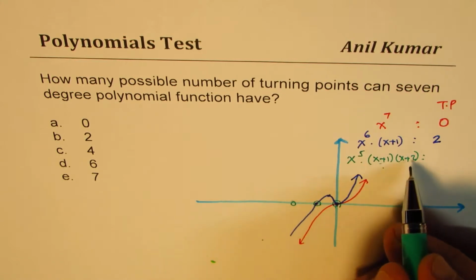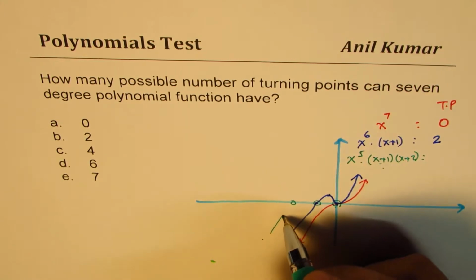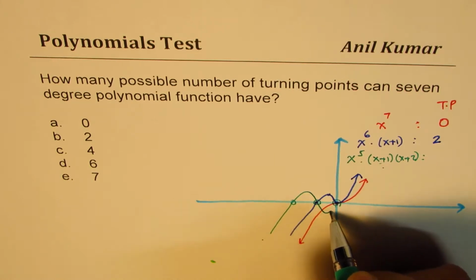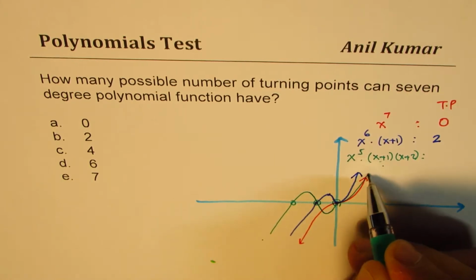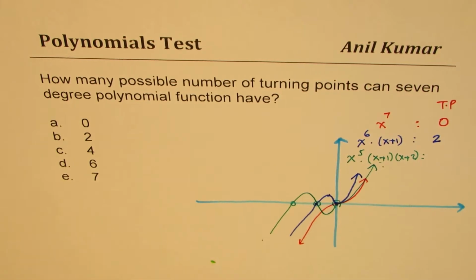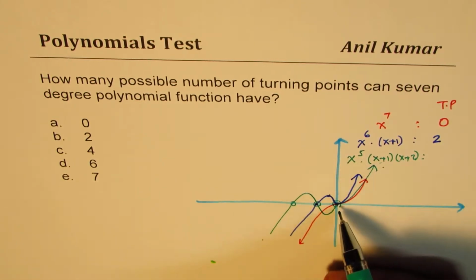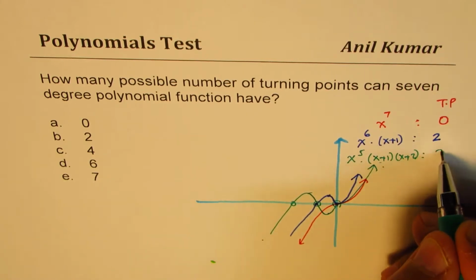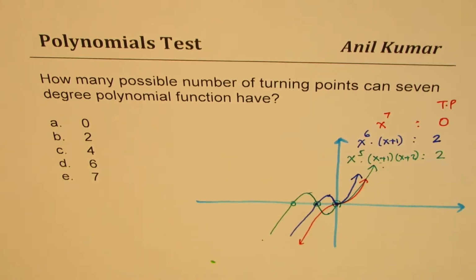Now, if you sketch this, it will be kind of like this. It has to turn, and there it has to turn like this. Do you see that? Now this particular function has just 2 turning points.